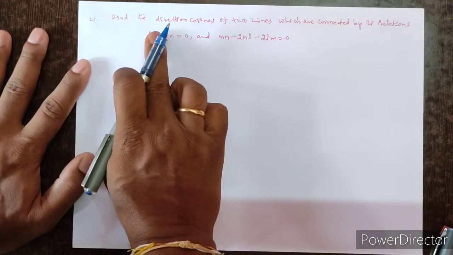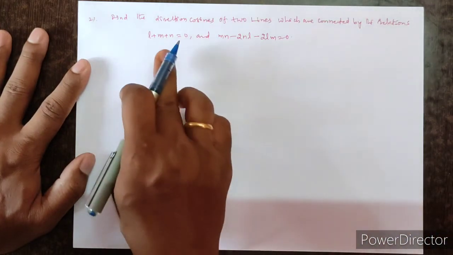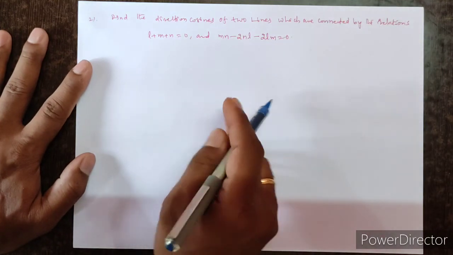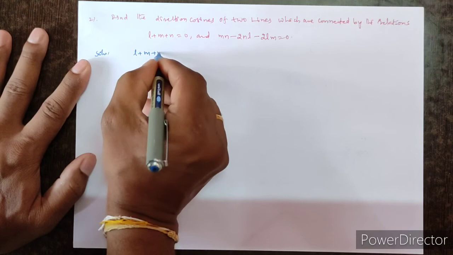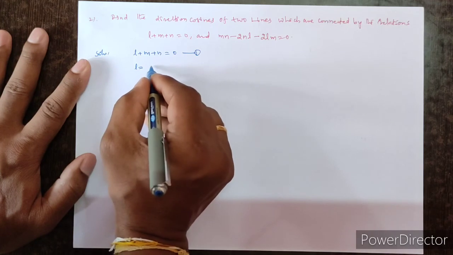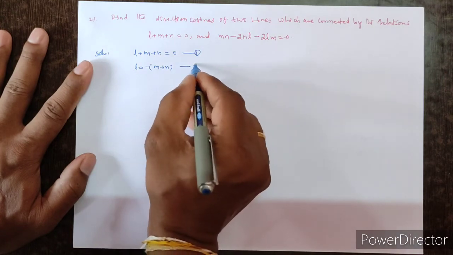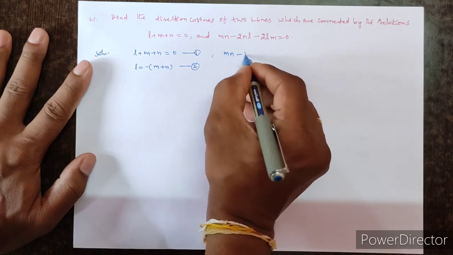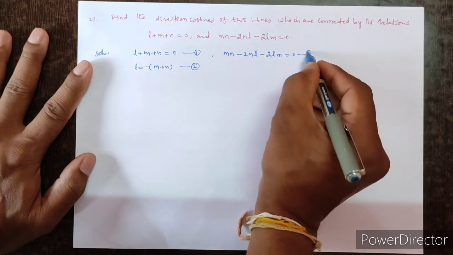Problem number 2. Find the direction cosines of two lines which are connected by the relations l plus m plus n equal to 0 and mn minus 2nl minus 2lm equal to 0. Solution. Given l plus m plus n equal to 0, this is equation number 1. From equation number 1 we can find l equal to minus of m plus n, and this is equation 2. Given second relation mn minus 2nl minus 2lm equal to 0, this is equation number 3.